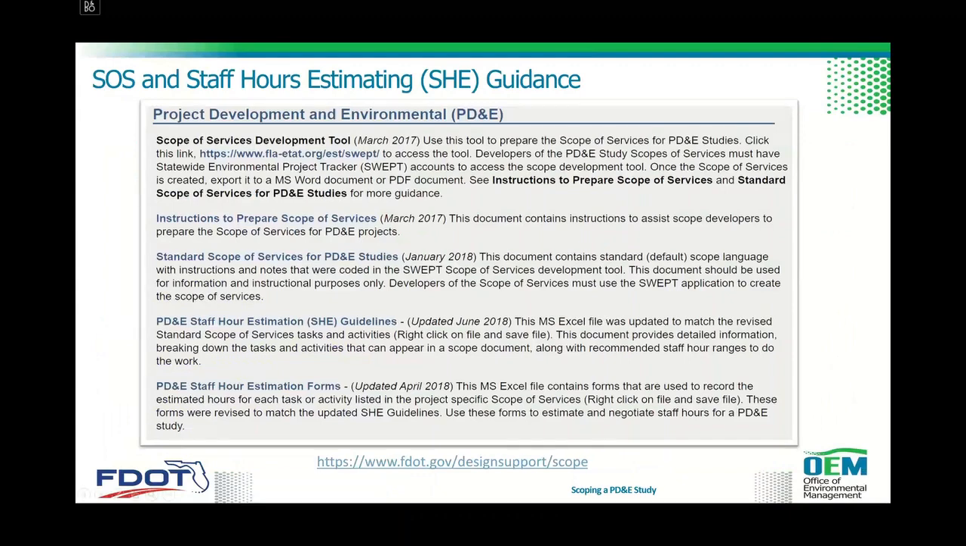This is basically a screenshot from the information available on the production support website. This is right below, I think, the design information. As you can see, the scope of services development tool has a link to SWEP here. It includes the instructions to prepare the scope of services, the standard scope of services for PD&E study with the standard language, and the tool and guidelines for the staff hour estimation. I'm not going to go into detail on all these documents, the guidelines and the forms, but please feel free to go and look into these. And of course, you can reach out to either our office or the production support office for any questions or support you may need.